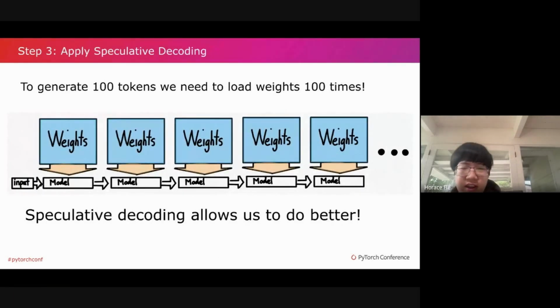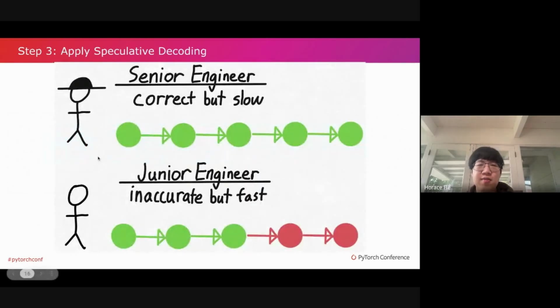The next observation we have is that if we want to generate 100 tokens, we need to load our weights 100 different times. Basically, for each token that we generate, we need to load the weights once from memory. And looking at this, you might think that this is extremely wasteful. Speculative decoding basically allows us to generate 100 tokens while loading our weights less than 100 times.